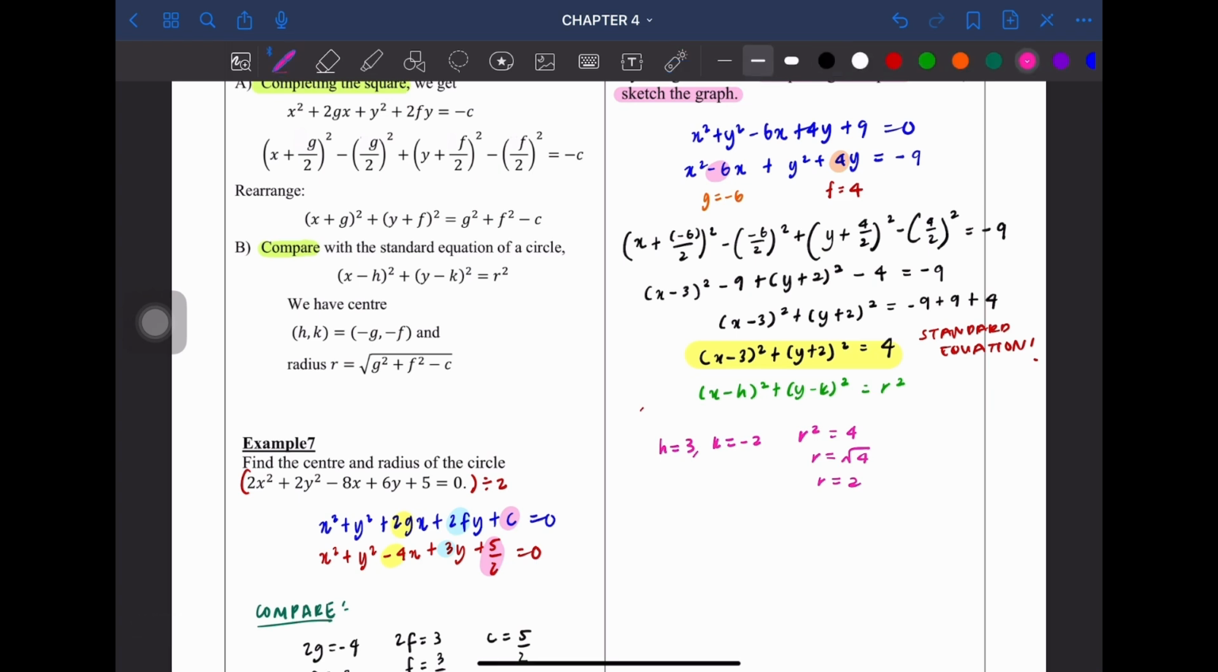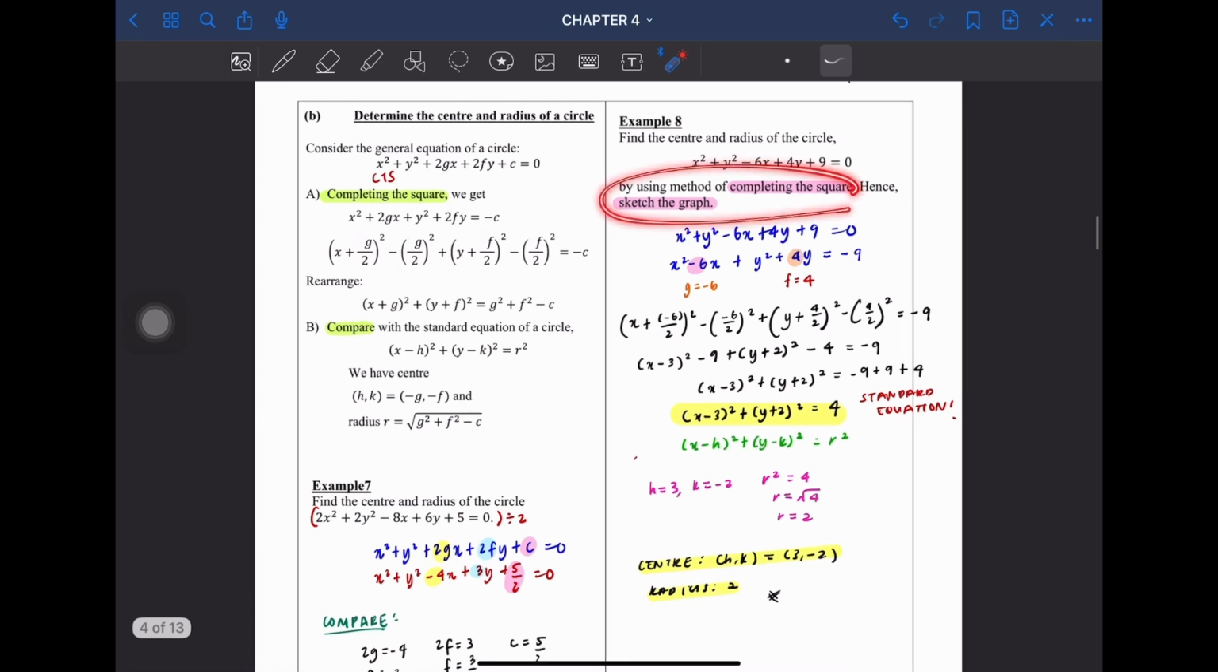So now we already have all the information needed to find the center and radius of the circle. So the center is h, k, okay? So it will become 3, negative 2. And the radius is 2. Okay, that's how you find the center and radius of the circle using the completing the square method.